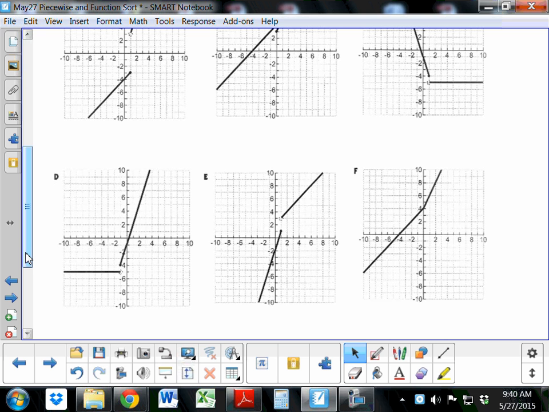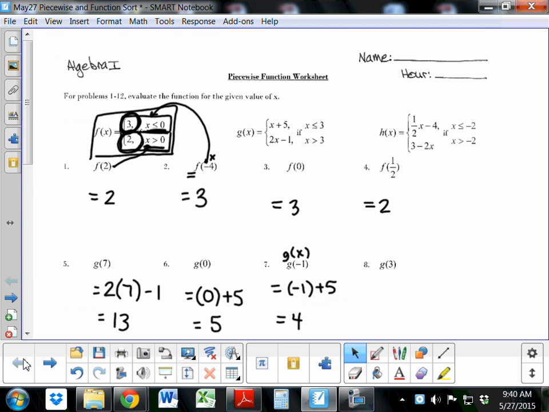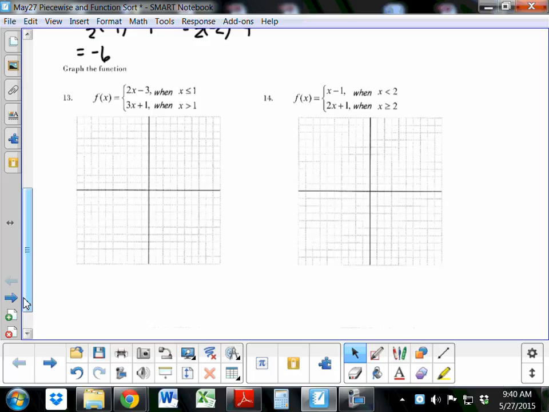The other question is, how do you tilt your line? Well, the tilt of the line comes from the equation. So take a look at number 13. Number 13 has 2 equations, and there's a restriction. It says you're supposed to have the graph show me 2x minus 3 whenever x is less than or equal to 1. So if I just told you to graph 2x minus 3, how would you do that? Go to the y-intercept and go up 2 over 1. Where would you go to the y-intercept?